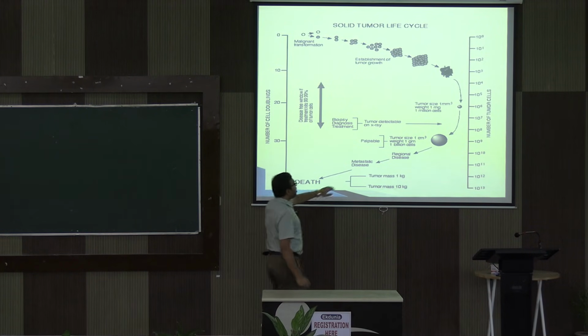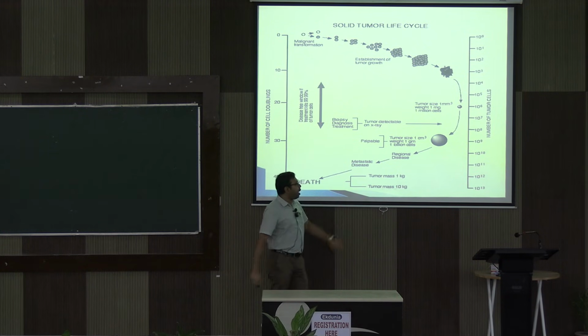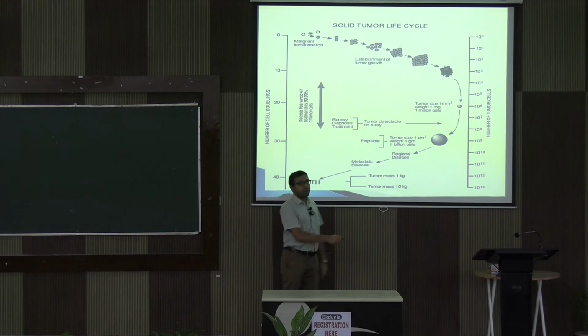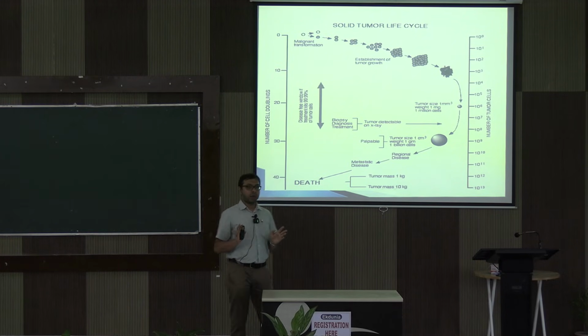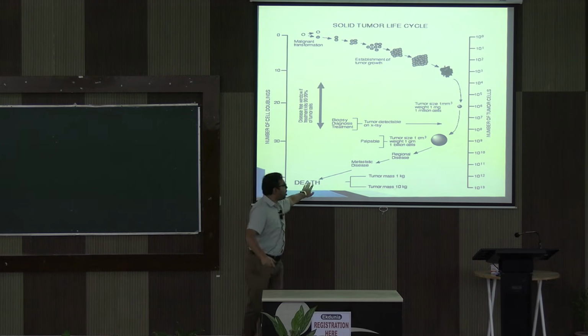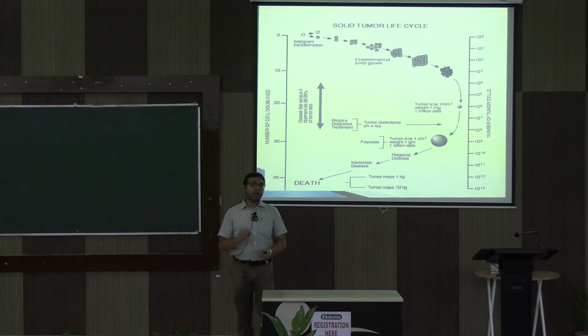You can see the tumor mass becomes 1 kg when the number of cells is approximately 10 to the power 12, and the tumor mass becomes 10 kg when it becomes 10 to the power 13 cells. Usually when the tumor mass becomes 1 kg or so, death ensues. So ultimately death happens here, and we are diagnosing here. Okay, so this is the problem of cancer chemotherapy.